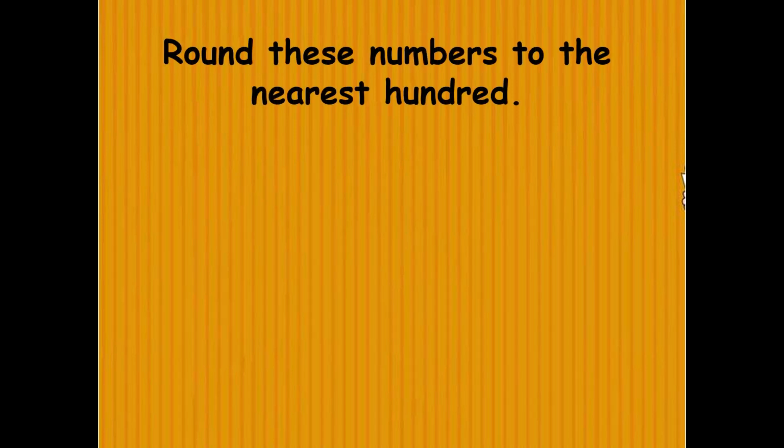Round these numbers to the nearest hundred. Example number 1, 169. The digit in the hundreds place is 1. Circle 1, then look at the next digit. Digit 6 belongs to round up or round down? Round up. So the answer is 200.